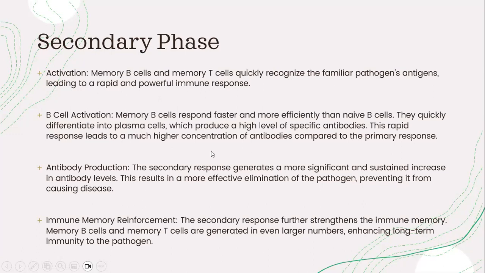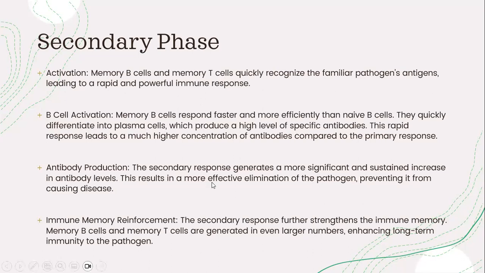So at this point, your memory cells would respond faster and more efficiently than when it was just a naive B cell that wasn't activated, and they would quickly differentiate into plasma cells, and these plasma cells would produce high levels of antibodies specific to that pathogen that affected us, and there would be a higher concentration of antibodies compared to the primary response. So if you were to take a titer, a test to find out the amount of antibodies you had in a primary response versus a secondary response, you'd see that in the secondary there's way more.